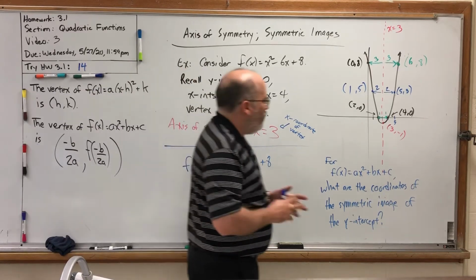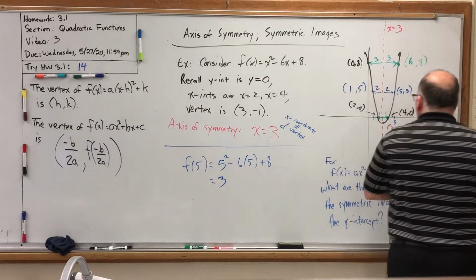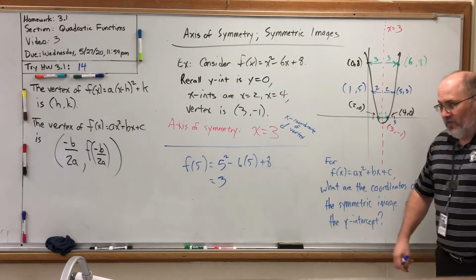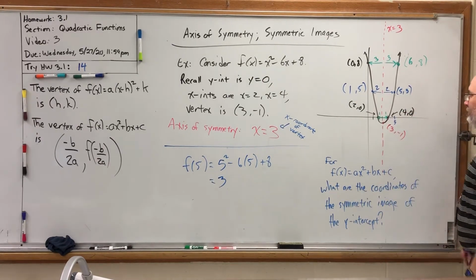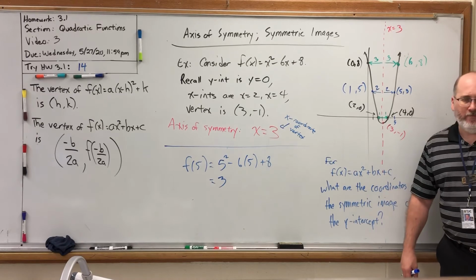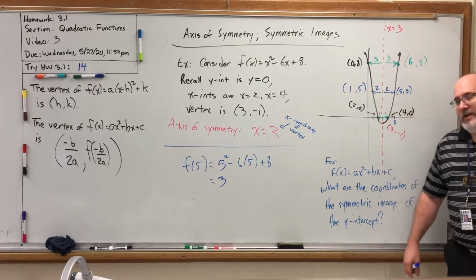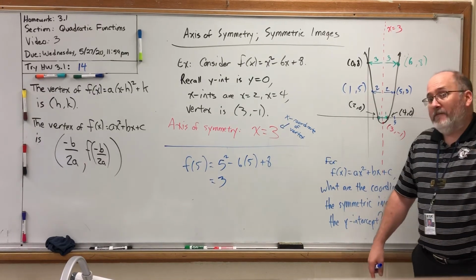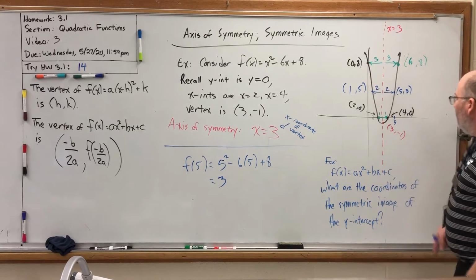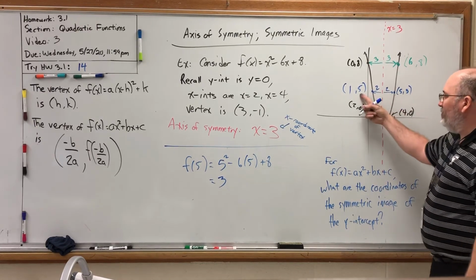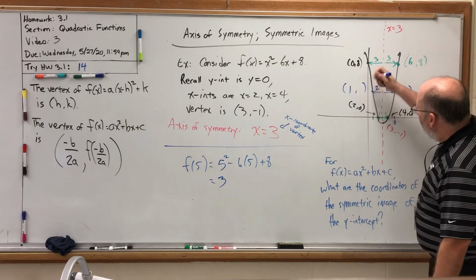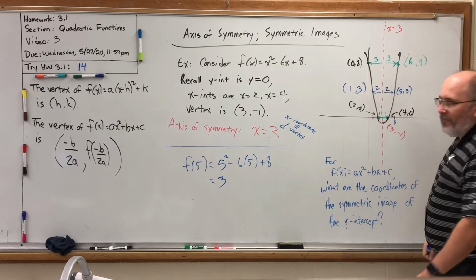Finding symmetric images with respect to the axis of symmetry really isn't that difficult. You just have to, whoa. It isn't that difficult, except when I screw it up. This is not the point 1 comma 5. What should it be? Let me say it again. It's not 1 comma 5. How far up is this point? 3. So how far up should this point be? 3.